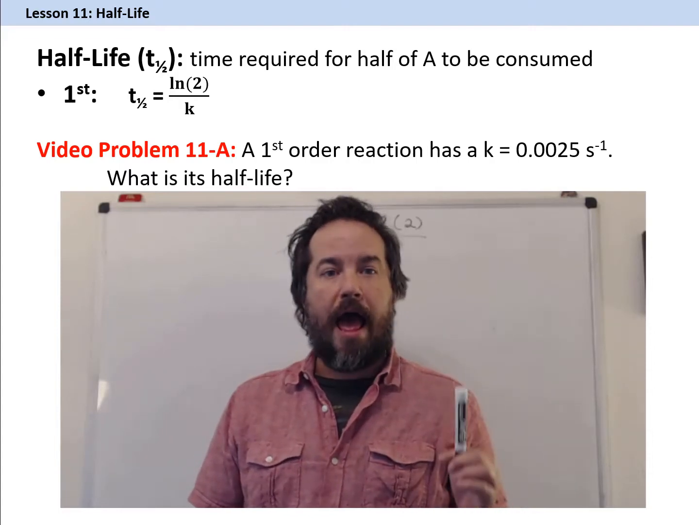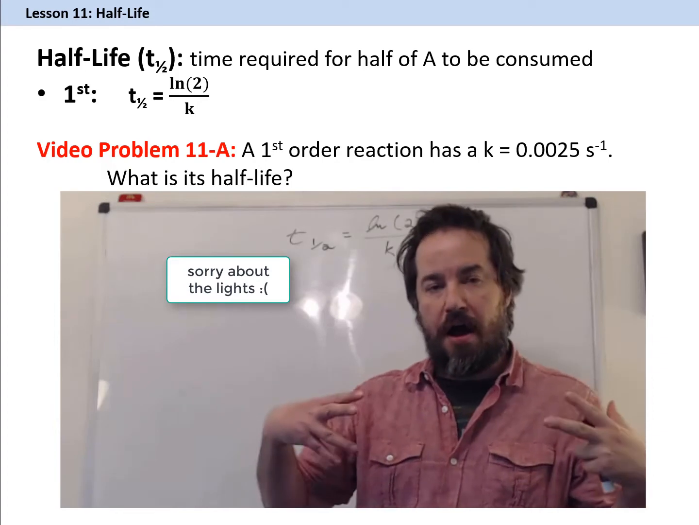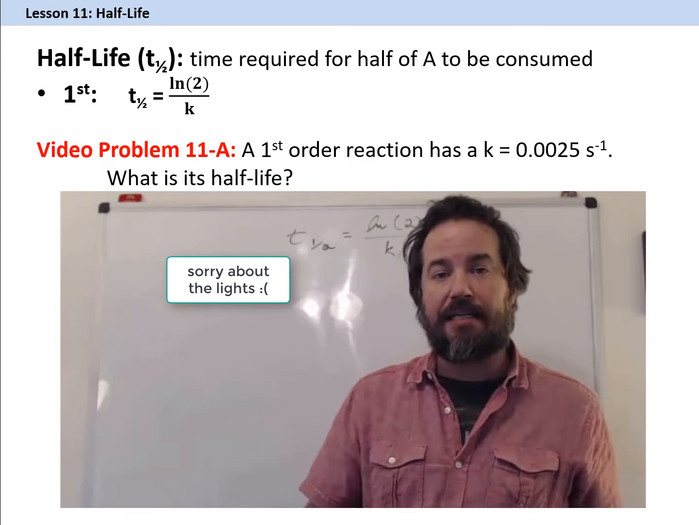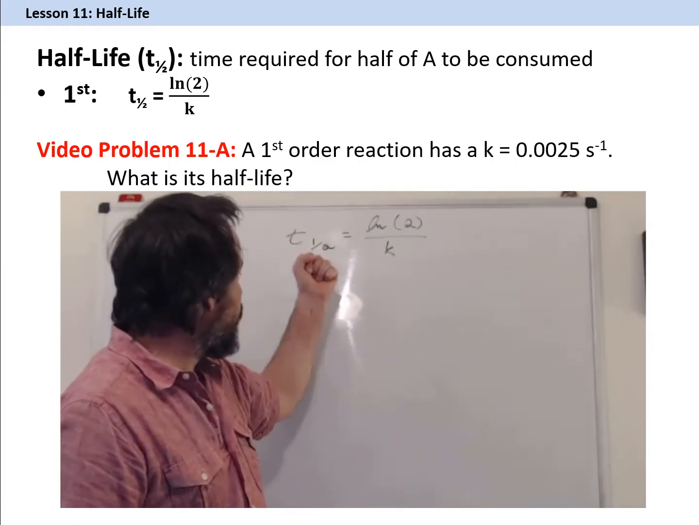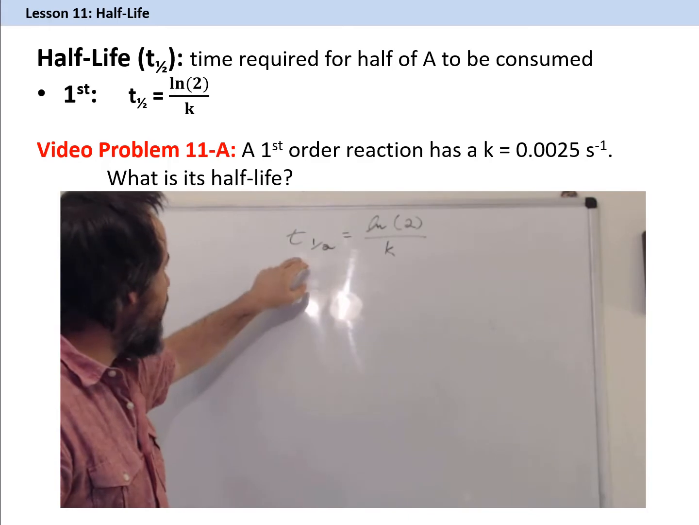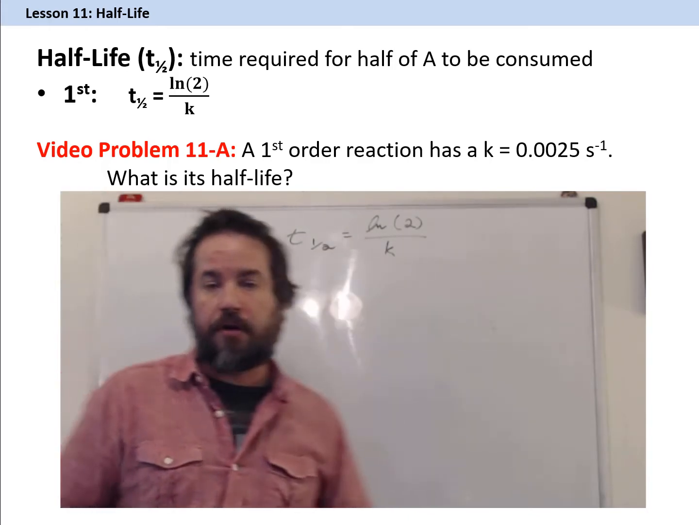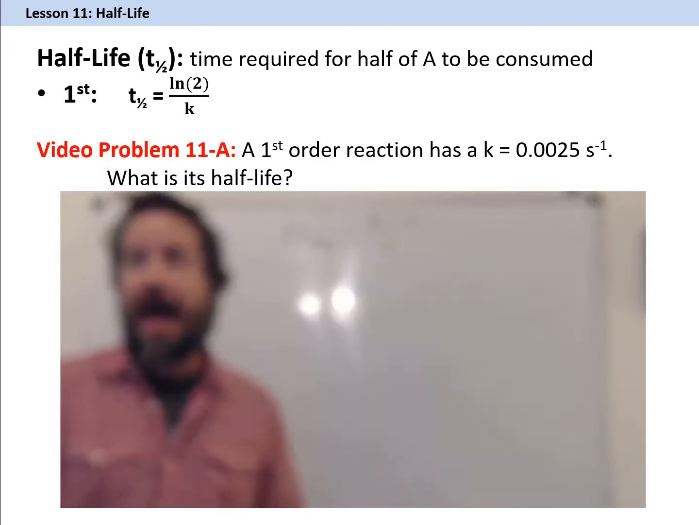All right, half-life. Half-life is the time required for half of a compound, a reactant, to be consumed, right? And so for first order reactions, we have this law: the half-life equals ln2 over k. So if I know the rate constant, I can figure out the half-life.